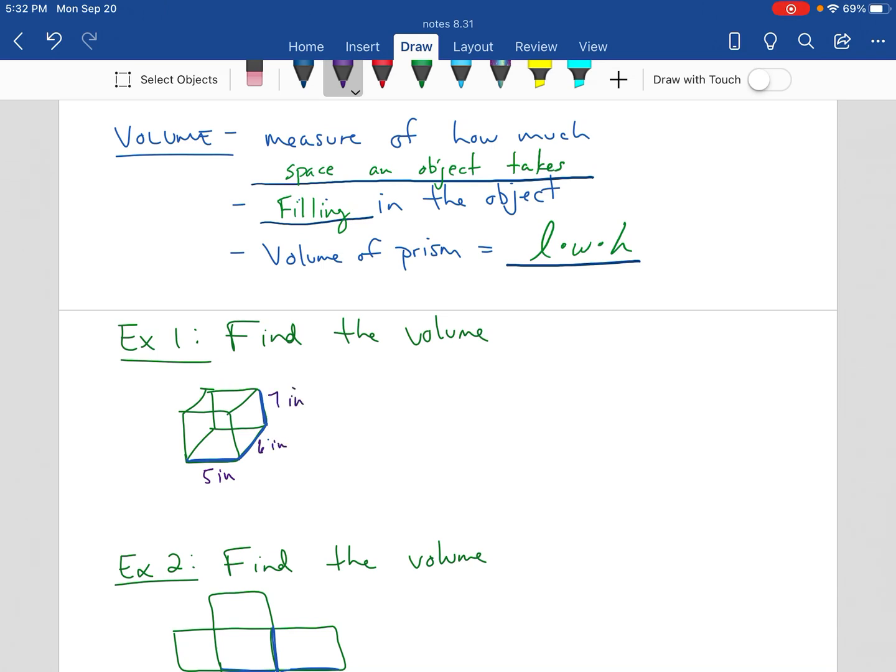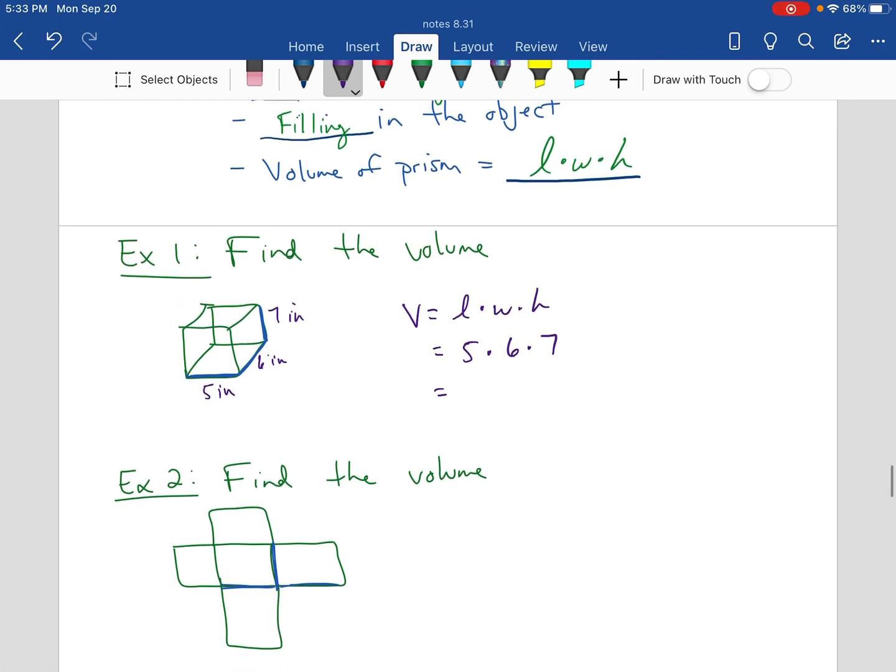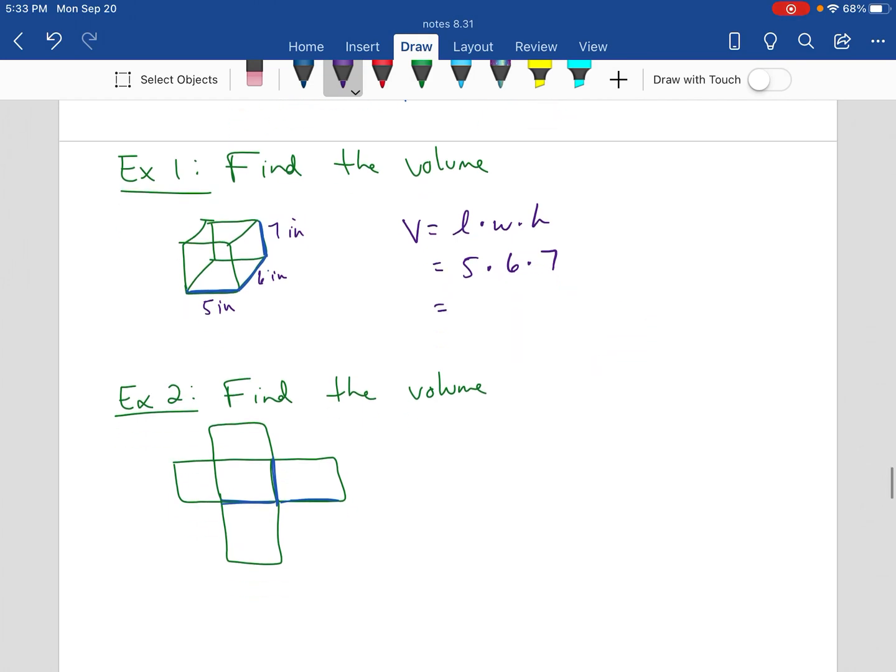According to my volume formula, all I would have to do is multiply the length, the width, and the height. So I get 5 times 6 times 7, which is equal to 210 inches cubed. That's it. And this should be review. It's nothing new. We've already learned it before.